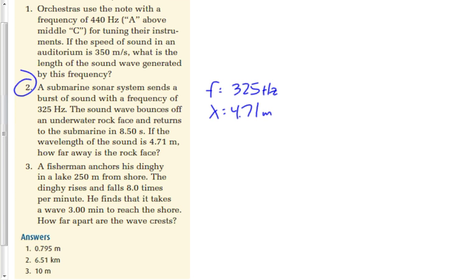We know a time. This is not the period of the wave. It doesn't tell us that this is the time over which the wave repeats itself. It tells us that this is the time that it takes the wave to go there and back. So the time is 8.50 seconds. And we're looking for the distance, how far away the rock face is. Everything right there? No. Ethan, what's wrong with it?